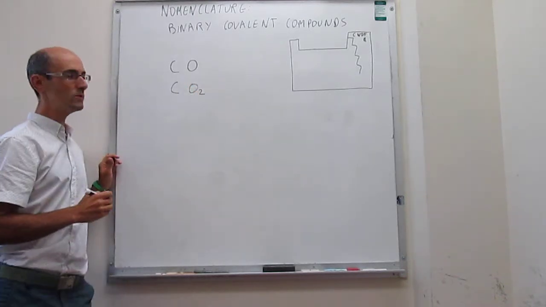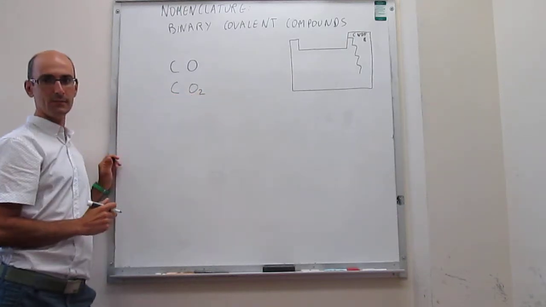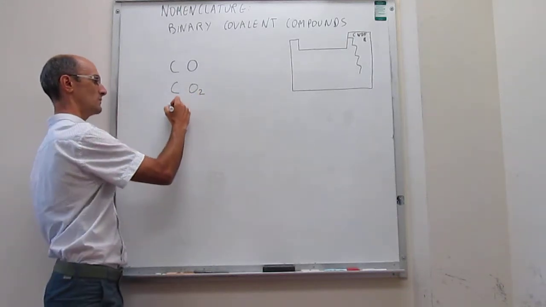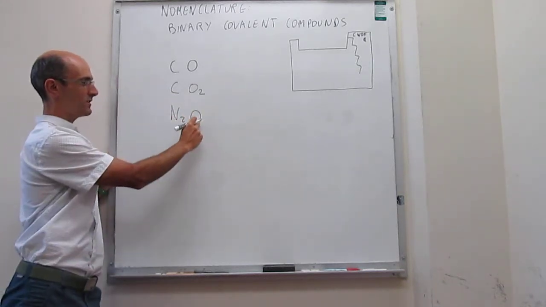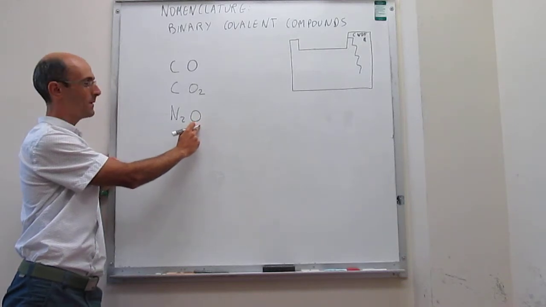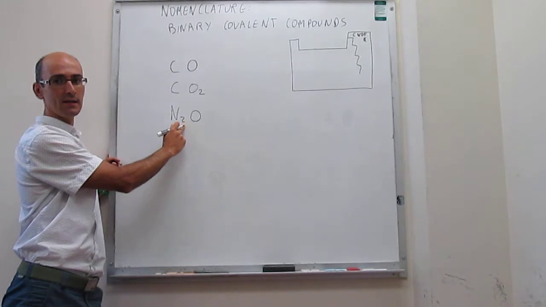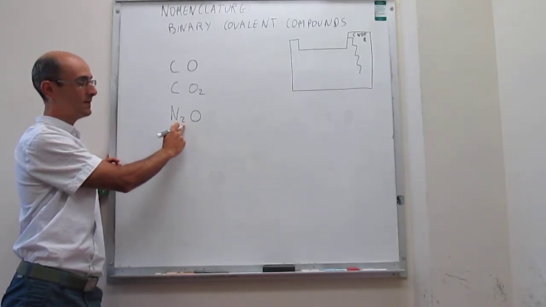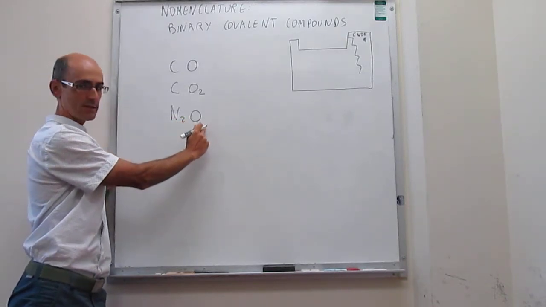So let's think about this one then. CO2, that will be carbon dioxide. Let's think about this one. N2O. Here is nitrogen, and oxygen is going to be an oxide. The prefix here is going to be mono. In this case we actually have nitrogen, but we have to specify how many nitrogen atoms we have. That will be a di. So this is called dinitrogen monoxide.